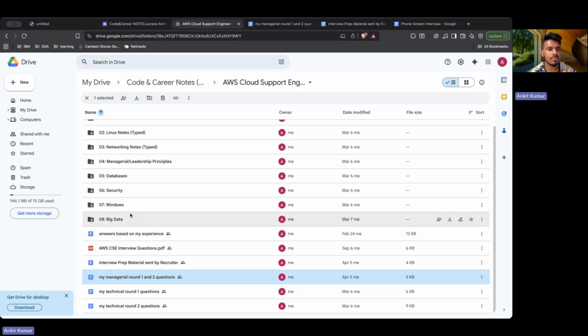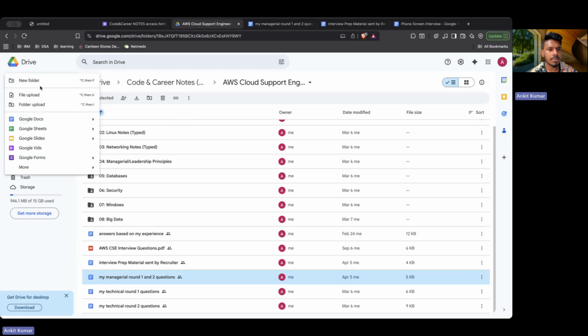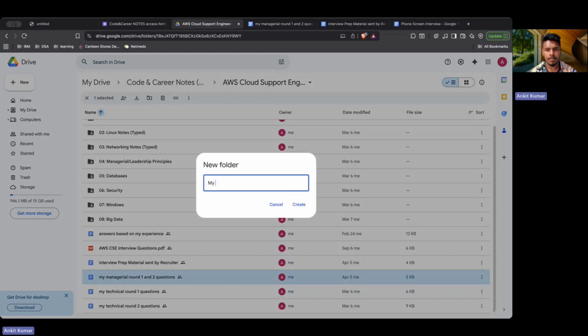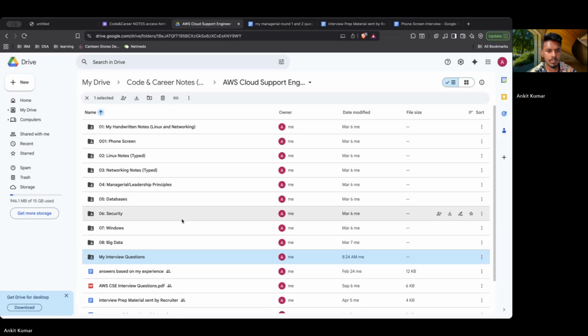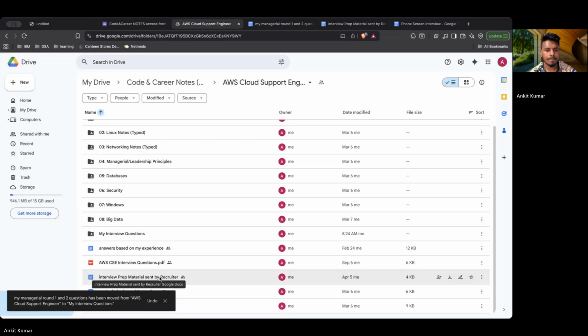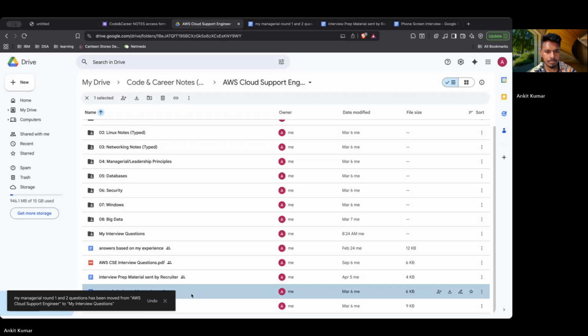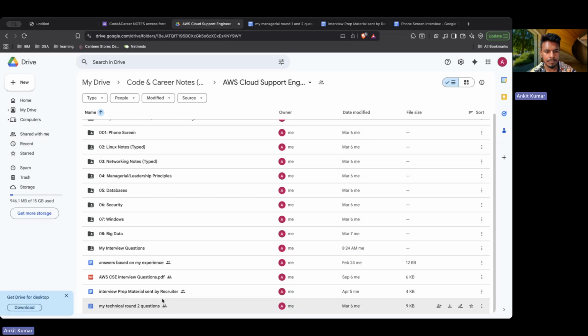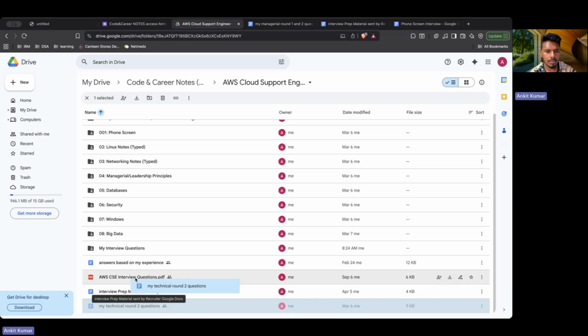I think I should group them in a folder as well. So I'll create a folder and name it my interview questions. Let me create that. Yeah, right. My managerial would also go inside that, my technical would also go inside that, and my technical round two would also go inside that.